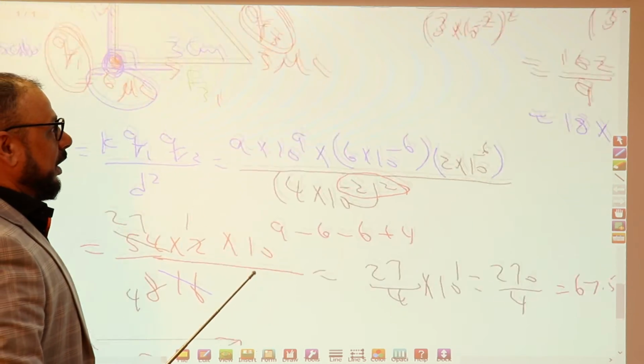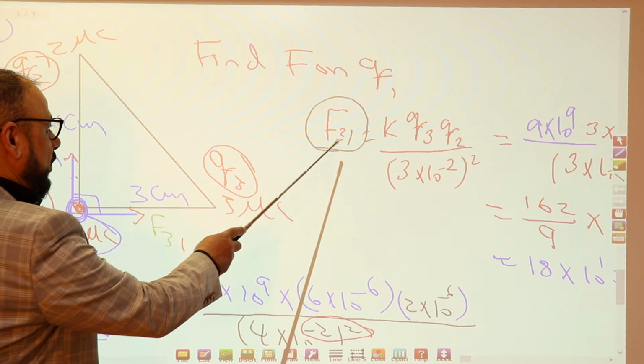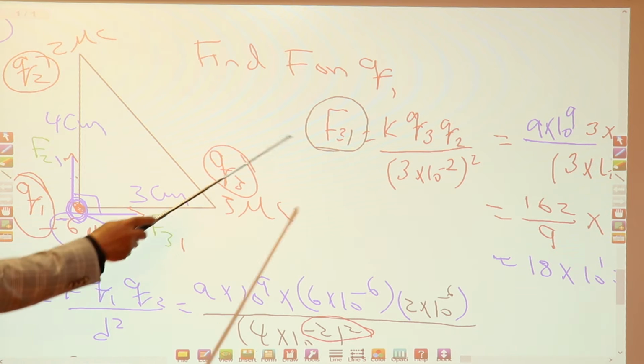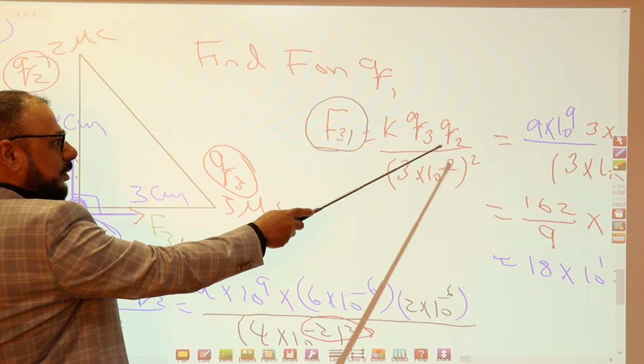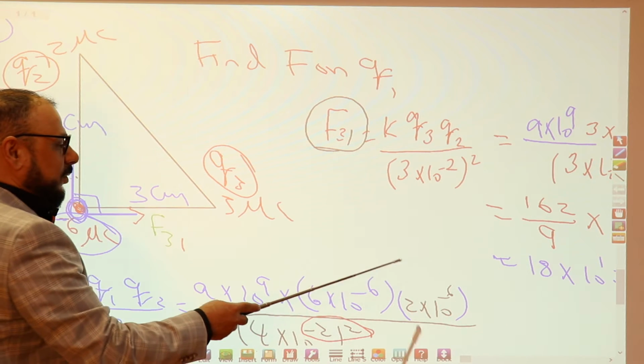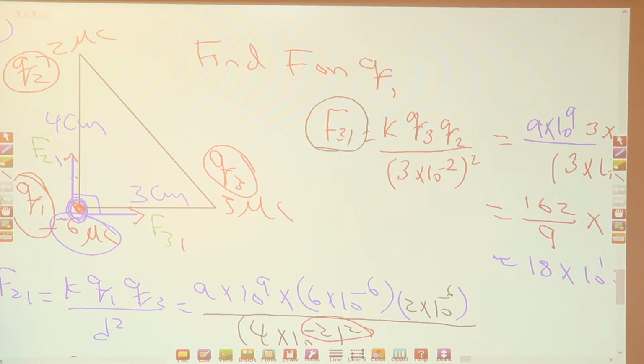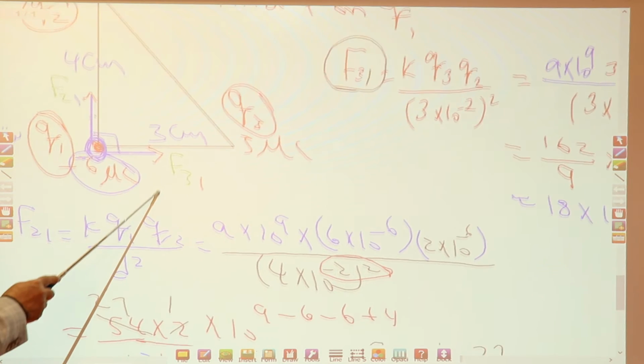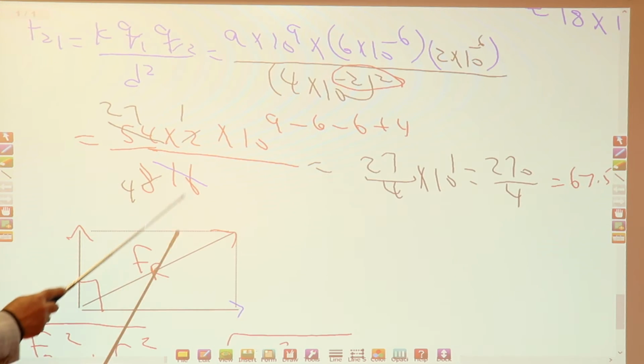The same thing with the force of 3 on 1: K Q3 Q1 over (3 times 10 to the negative 2) squared. Then we simplify and we found the two forces. Now the idea from yesterday that I want to finish: we have the two forces.